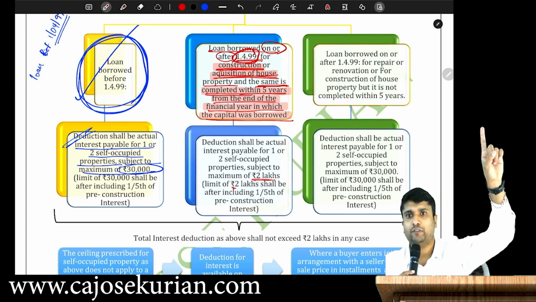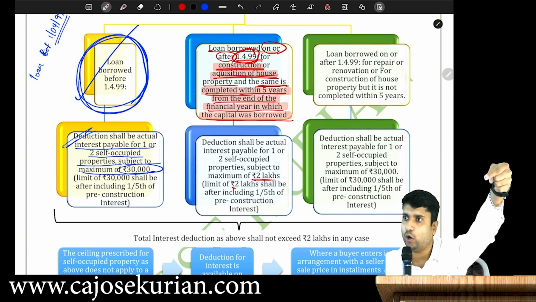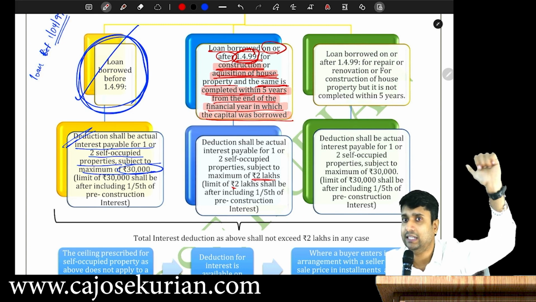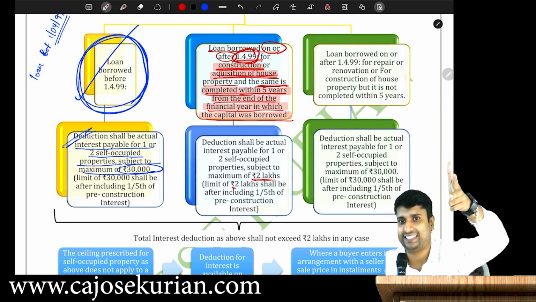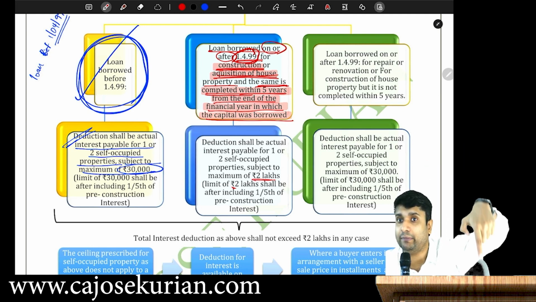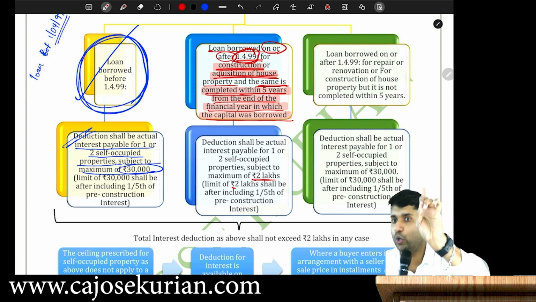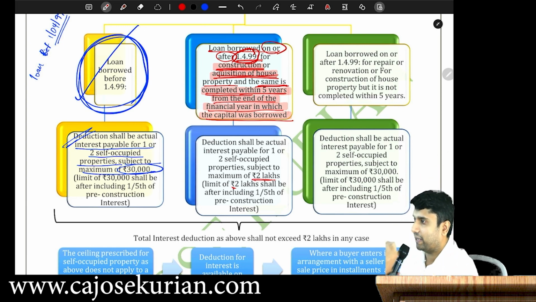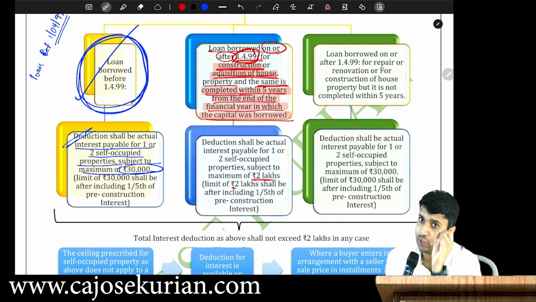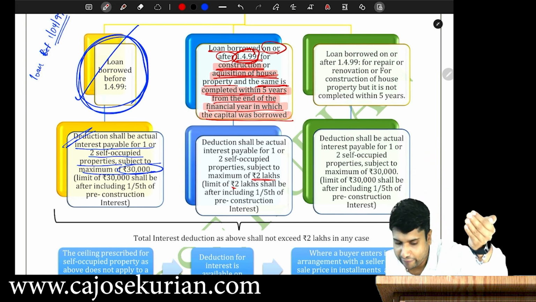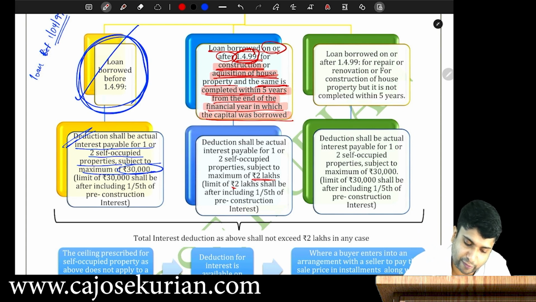First, I have to take a loan on or after 1st April 1999. And the purpose of the loan should be construction or purchase. Say for reconstruction or repair, I have taken a loan. For expansion or repair, I have taken a loan. Can I claim deduction up to 2 lakh? No, no, no. That's why I have highlighted that. It should be either for construction or purchase. In the case of construction, I should complete the construction within that 5-year time allotted. If everything is okay, then you can claim a deduction of up to 2 lakh.